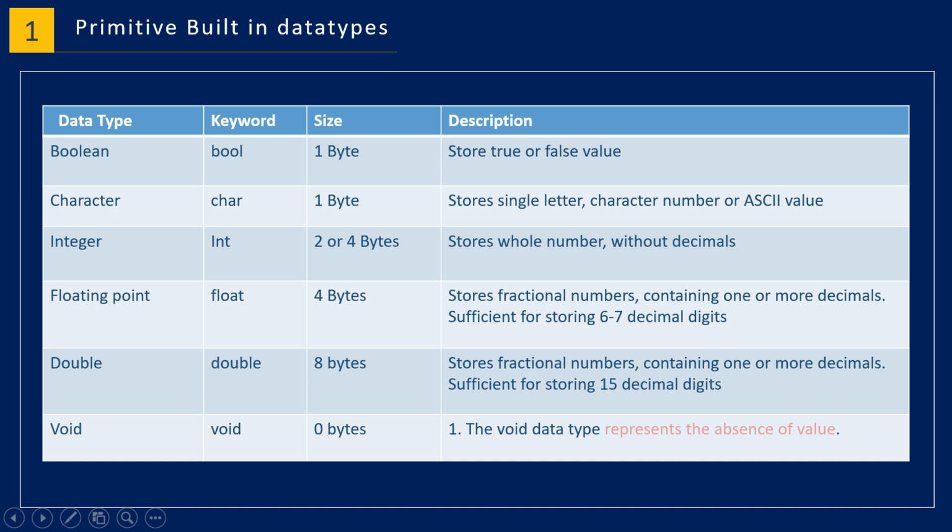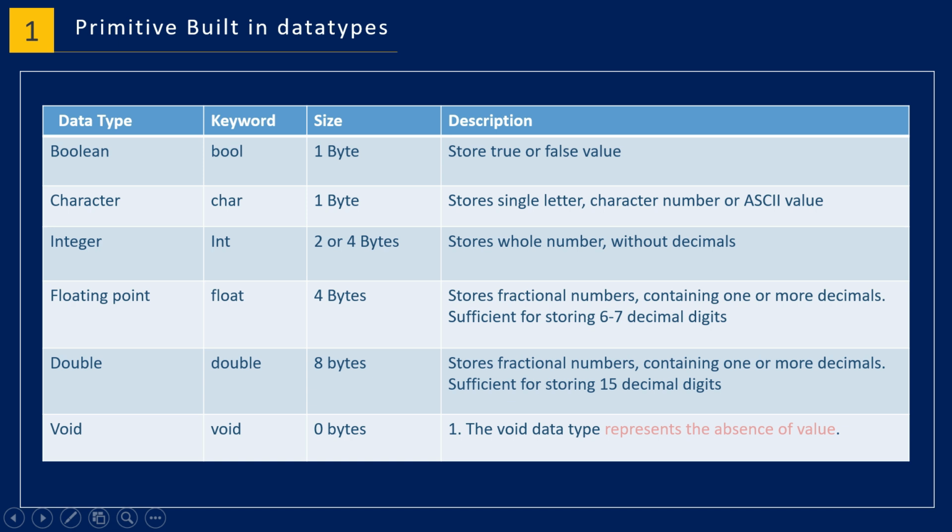You can see the primitive built-in data types. I have created this already. You can see the boolean, character, integer, float, double and void. These are the data types, and in the second column you can see the keywords which we are using for these data types, and this is the size of every data type. So boolean needs 1 byte, character needs 1 byte, integer needs 2 or 4 bytes, float needs 4 bytes, double needs 8 bytes, void needs 0 bytes.